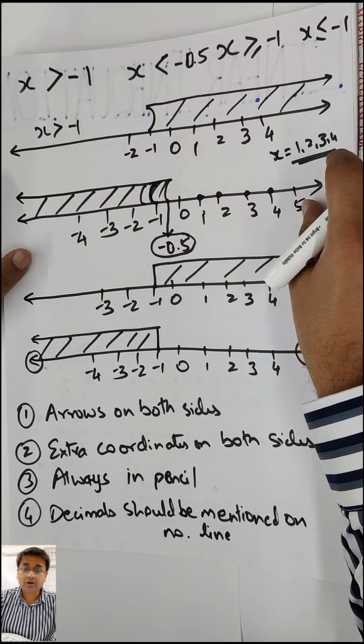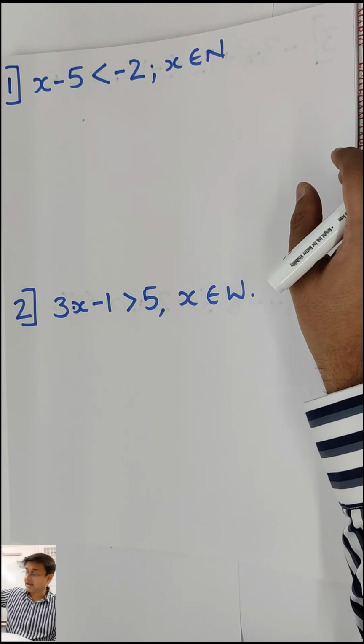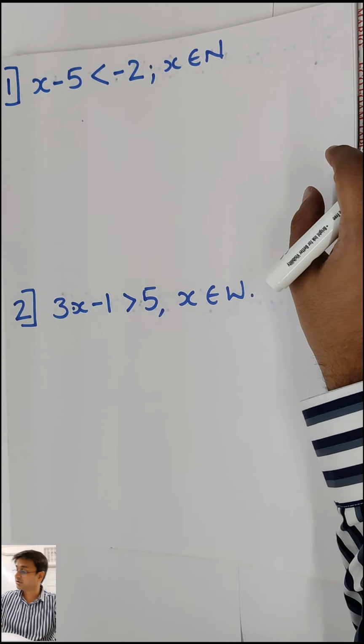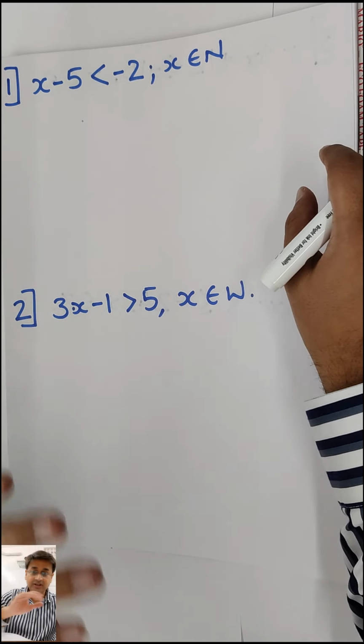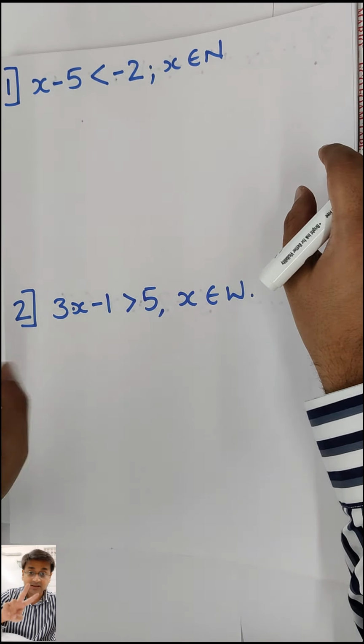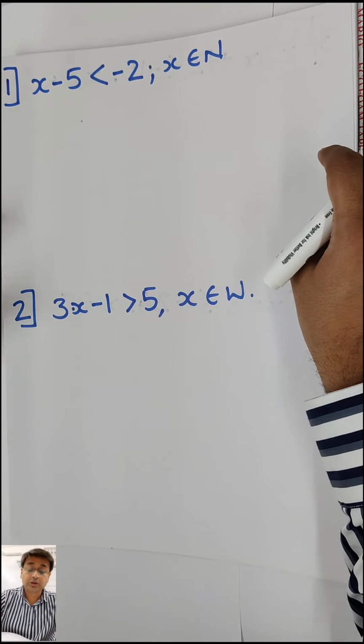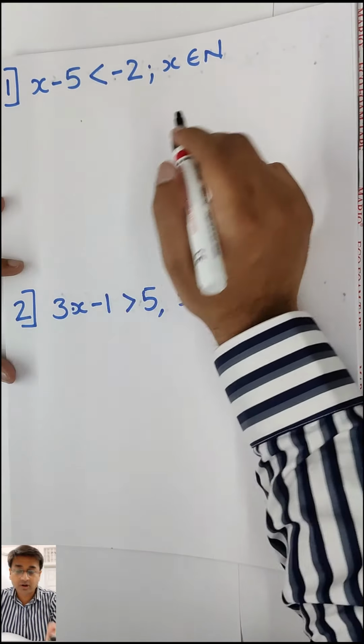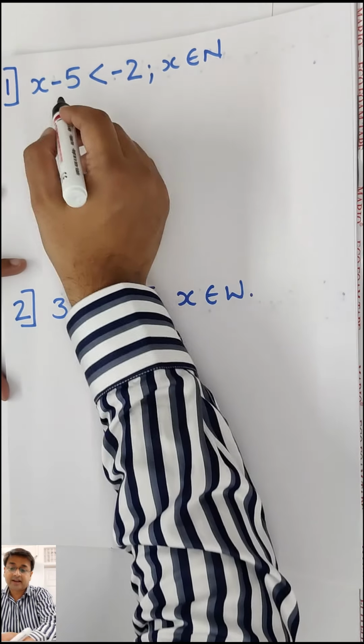So let's now try a sum so that you know exactly what number lines are. Let's get on to sum number 1. So first thing, normal solving. Second thing, solution set compulsory. And third thing, the number line. So you need to do all 3 things. So let's solve. Come on, pause the video on your own, try it and get me the sum.